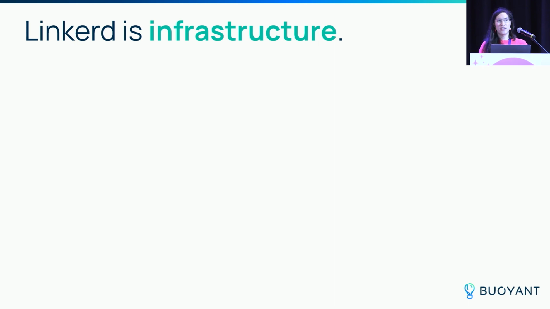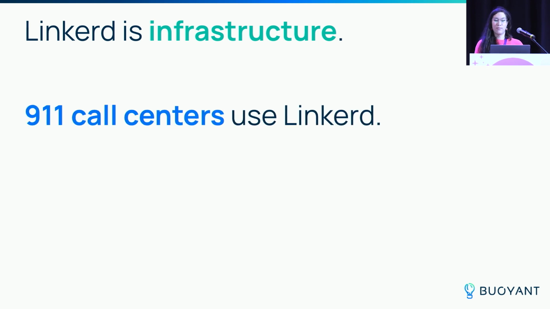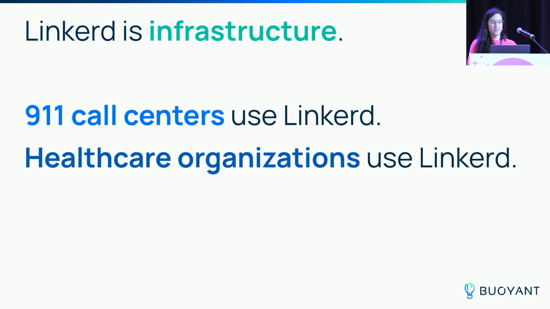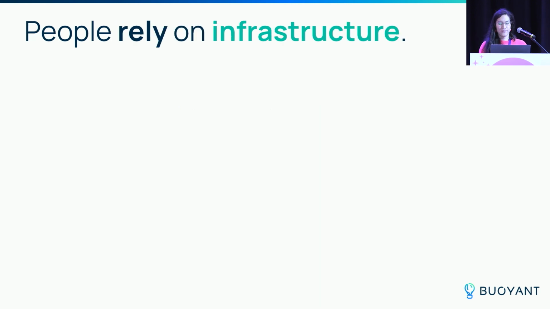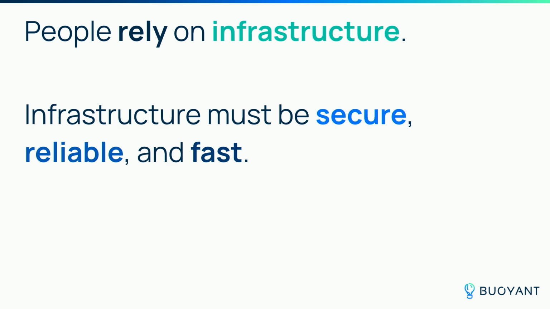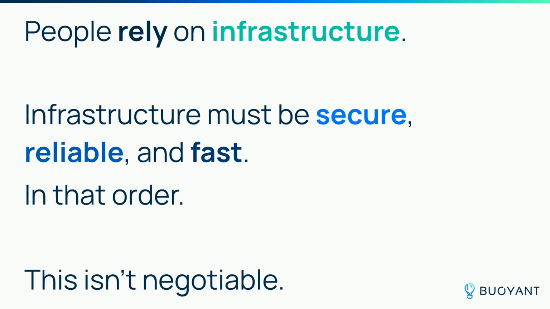But Linkerd is also used by infrastructure for humans. So for example, 911 call centers use Linkerd. Healthcare organizations and financial institutions all use Linkerd as part of their applications. And these are very critical services. These are things that people rely on. These are not things that, you know, if they work, that's great. If they don't, who cares? These are like things that cannot fail. And so infrastructure needs to be secure, reliable, and fast, in that order. And it's not negotiable. You can't compromise on any of these.